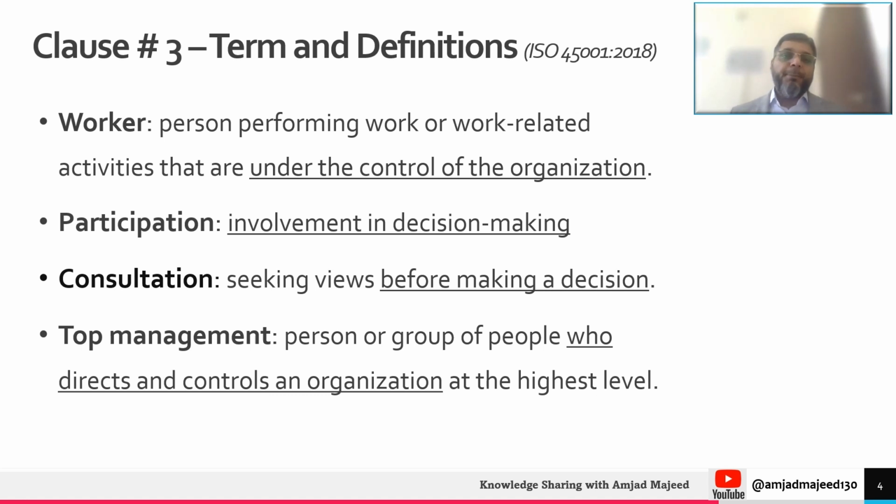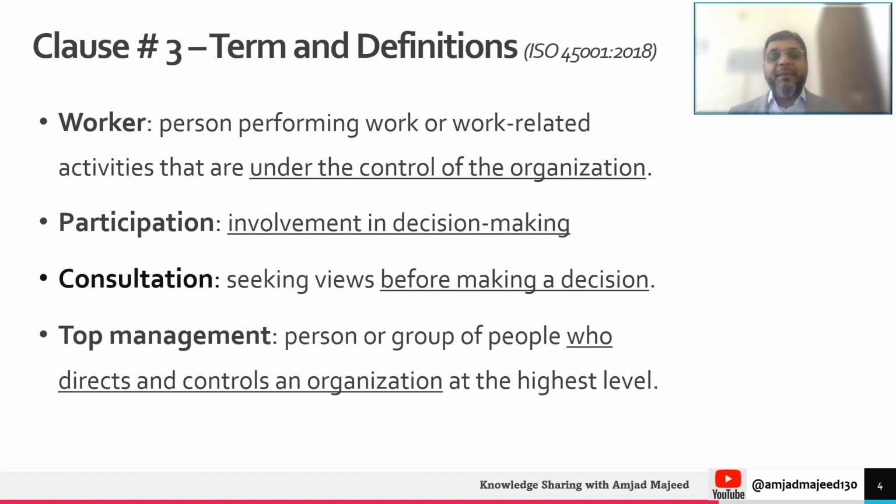Okay, the top management. Top management is normally those guys who are on the top end, making the strategic decisions and running the organization. So that is top management. They are the team players who will also be setting an example, especially in occupational health and safety. They are very important. In any management system it is important, but in occupational health and safety it is most important.